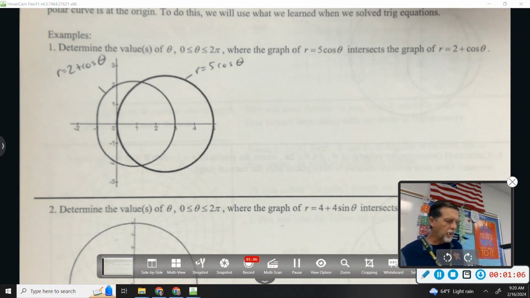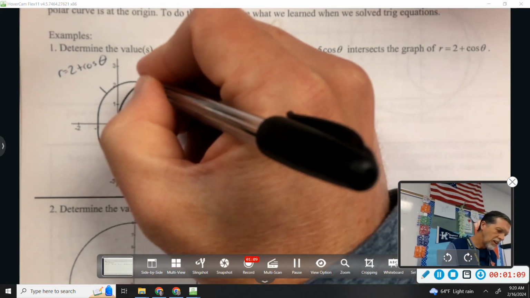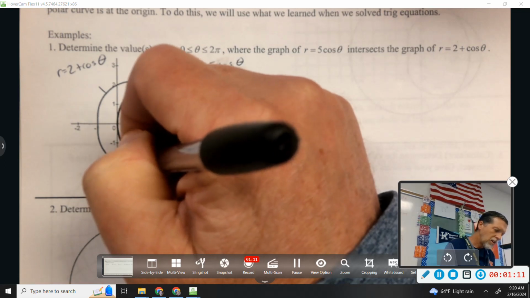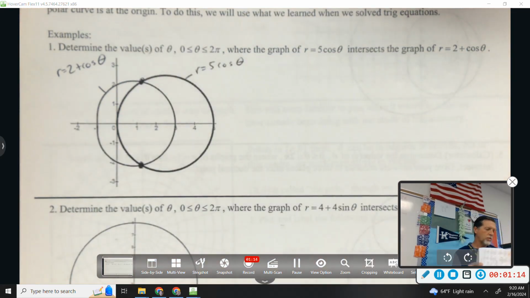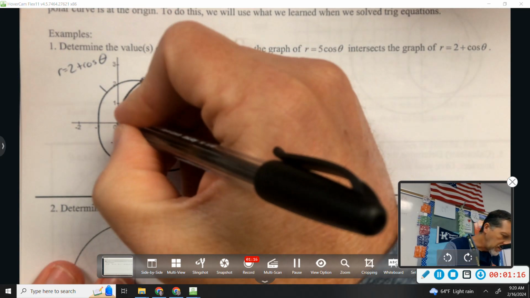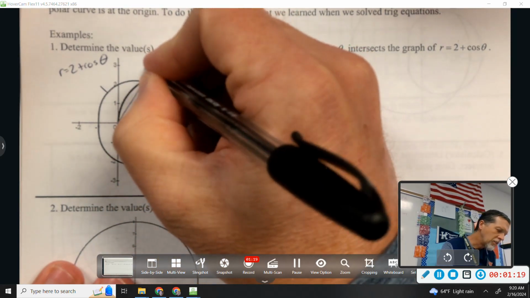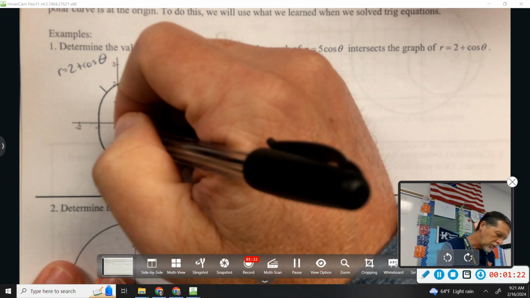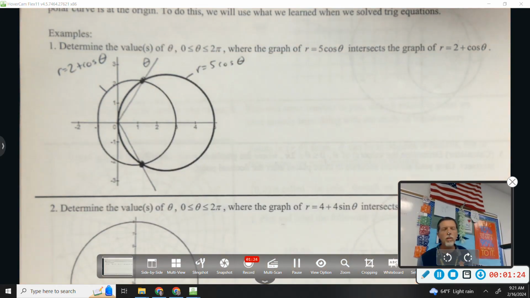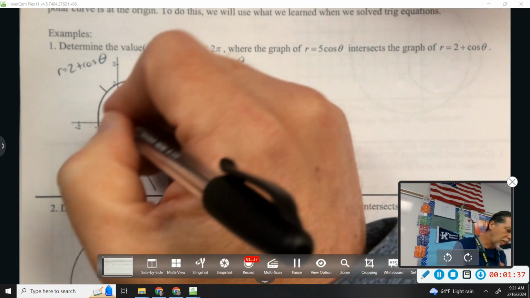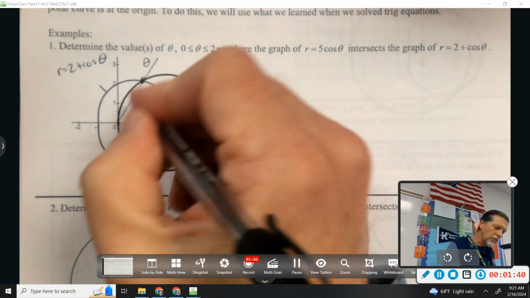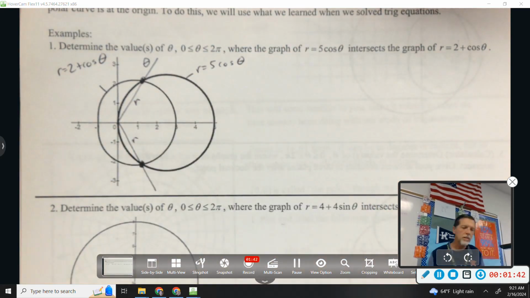And even before we do anything, I can tell they intersect right there and right there. So at least I have some idea that there's an angle where they intersect. There's two angles where they intersect, because I'm not thinking left, right, up, down. I'm thinking theta and r. So there's a rotation theta where those two intersect, and an r that goes with it as well.